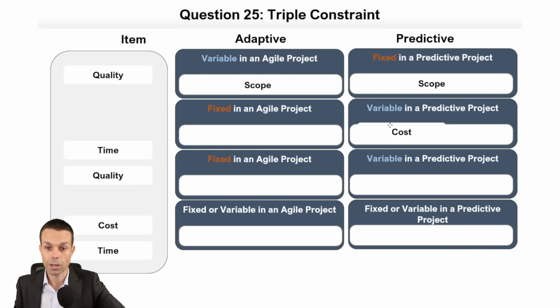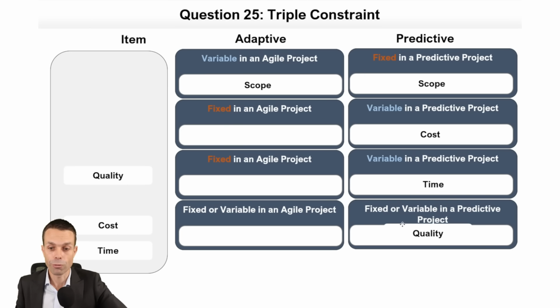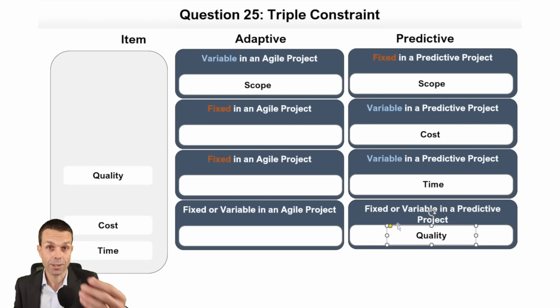So cost becomes variable on a predictive project. Time becomes variable, our schedule, and quality could be fixed or variable. So we can actually choose there how much we want to fix the quality and whether we can let that slip or not to fix some of the other items or to help along our scope, cost, or time.